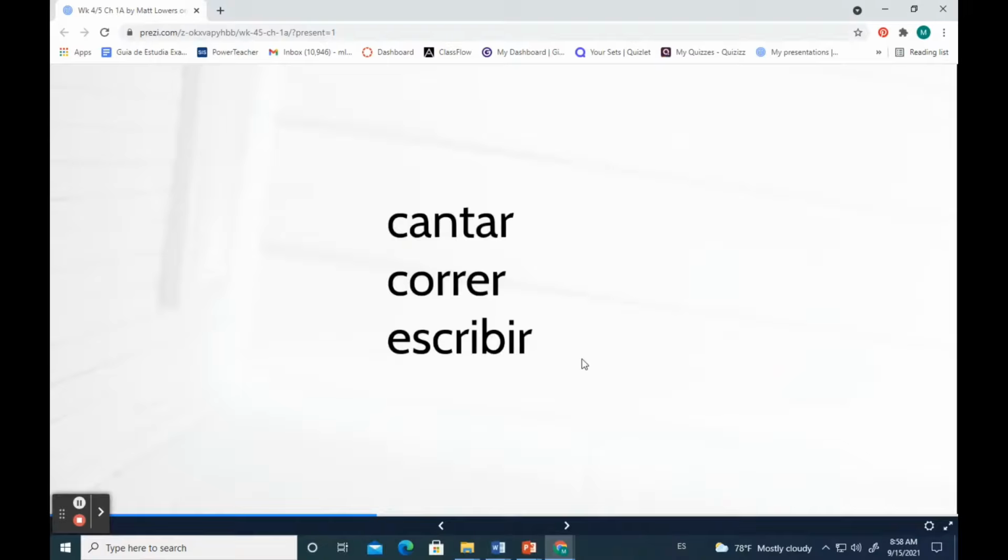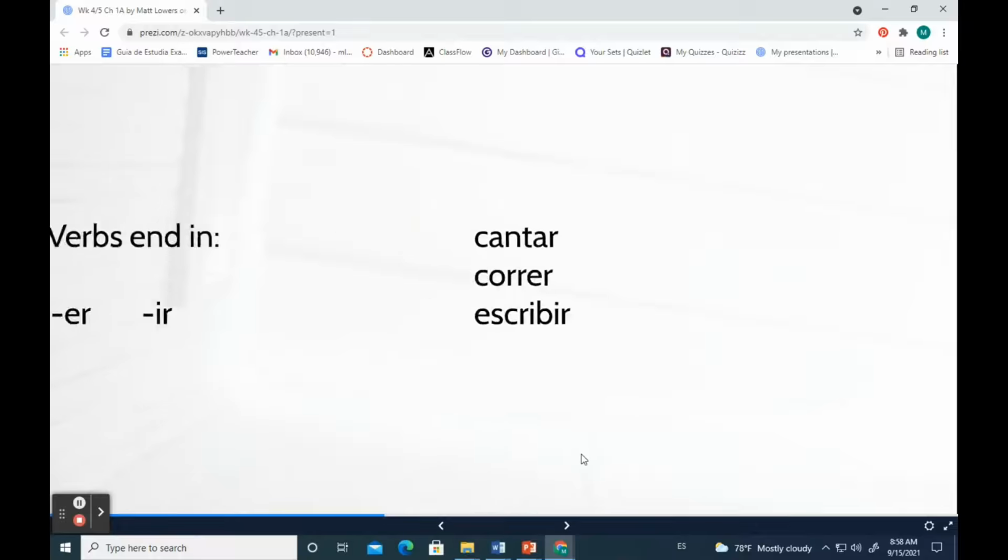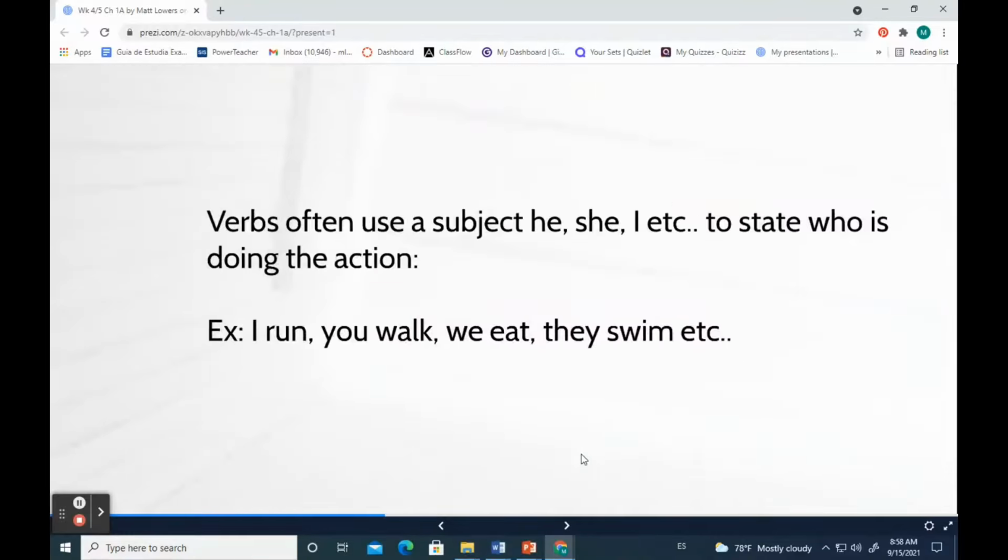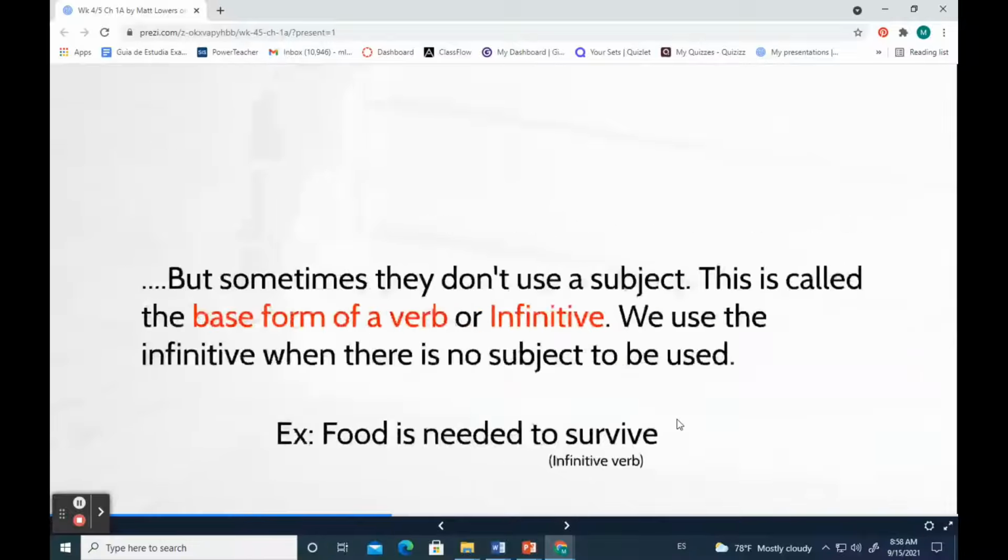Cantar, to sing. Correr, to run. Escribir, to write. Okay, we've got this AR, ER, and IR. So let's talk about this for a minute. We know our verbs oftentimes will use a subject. I, you, he, or she, right? When we say things like I run, or you walk, or we eat, they swim. That's great, and we're eventually going to get to that, but that is not what we're focused on today. We're focused on our infinitives. So this is going to be without a subject, all right?